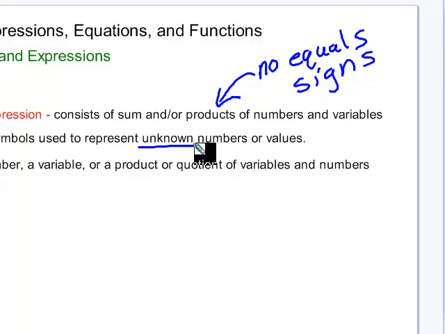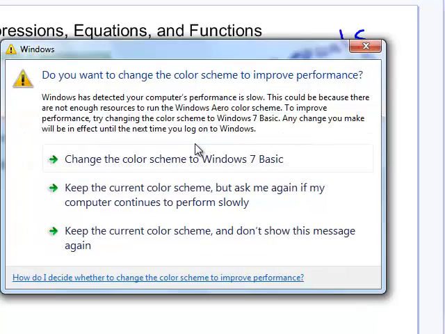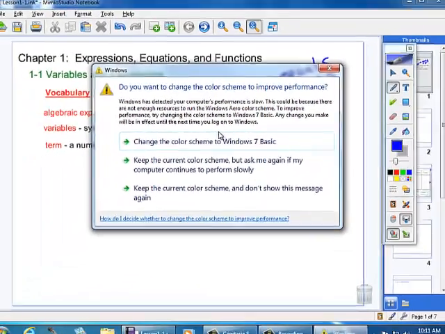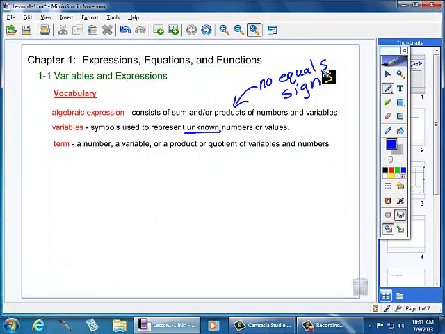Term. A term could be a number. Could be a variable. Or a product or a quotient of variables and numbers. Any combination of that. So yeah, that looks like a lot of Chinese to me. So let's just draw a picture here, a diagram, or just an algebraic expression to show you what all this really means. Okay, examples.